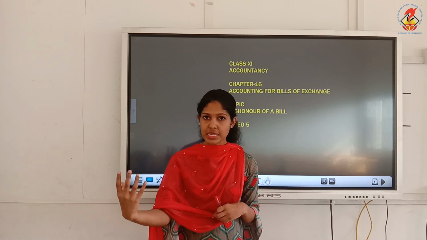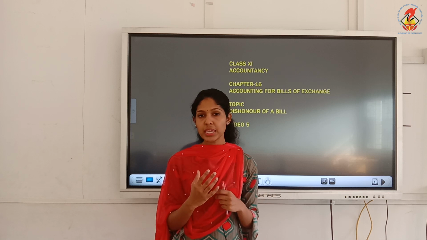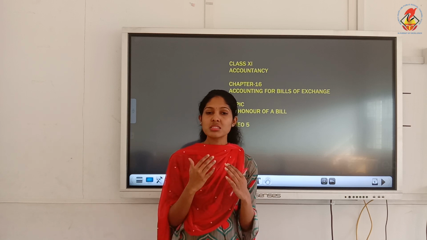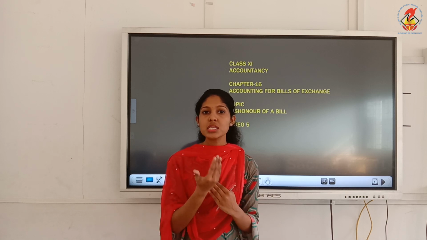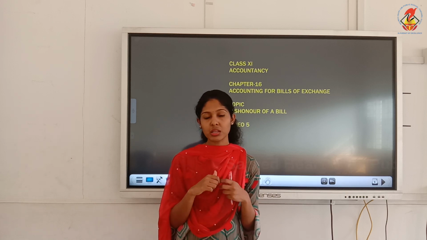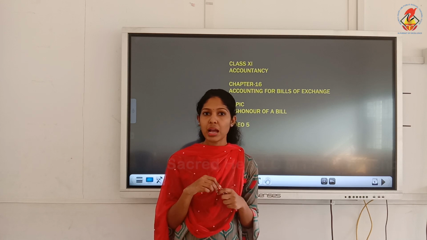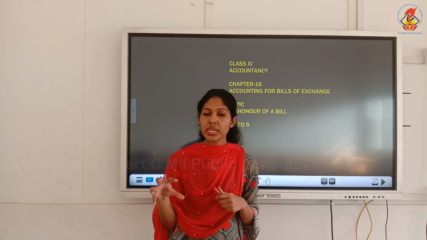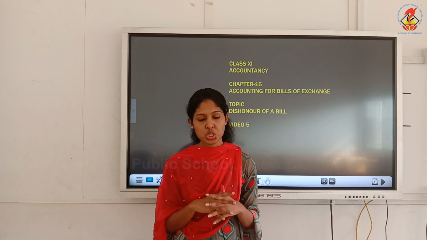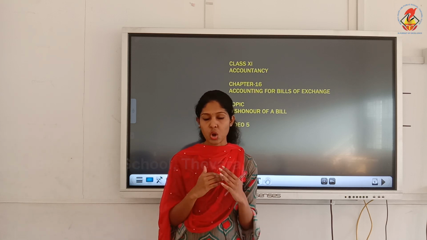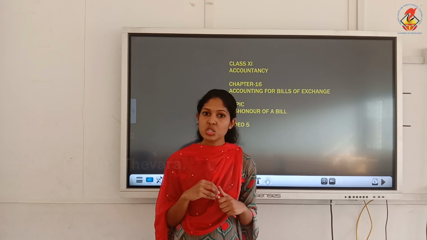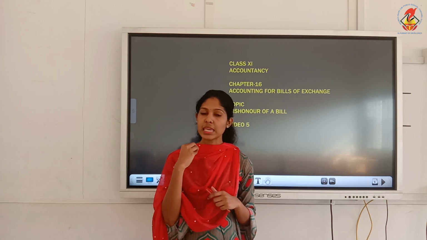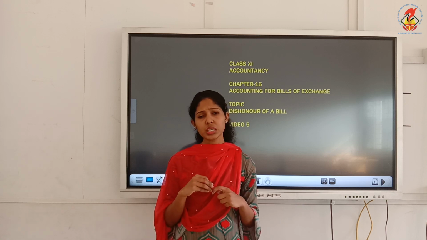When the debtor is not able to make the payment on the due date or on the date of maturity, that situation will result in dishonoring or return of the bill by the bank, or to whom we have given the bill. So the drawee or the debtor is not in a position to make the payment. That is when dishonoring takes place. That is due to insolvency of the drawee. Insolvency means he is unable to make the payment.